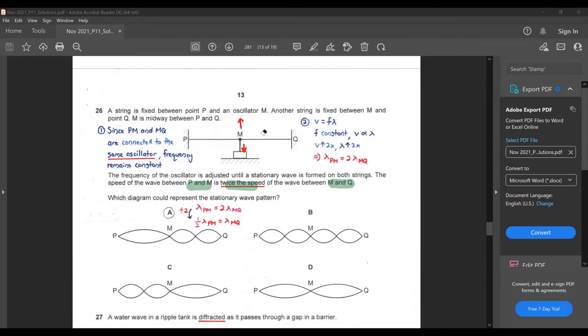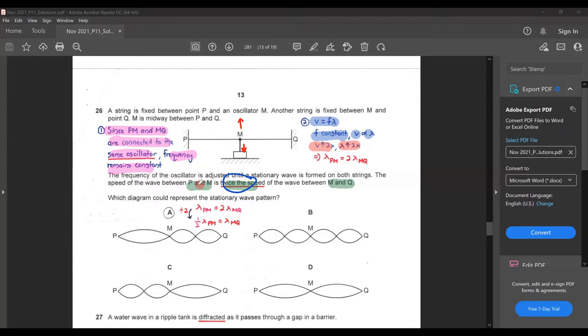So they want you to determine the shape of the stationary wave that you could get. All right. One of the things that you should see is this. Because P and M and Q are connected to the same oscillator, that would mean the frequency of the waves is constant for both strings. So you look at the equation v equals f lambda. Frequency is constant, that would mean that v will be proportional to wavelength. If we know that the speed here is twice the other, that would mean that if v increased by two times, the wavelength will increase by two times.